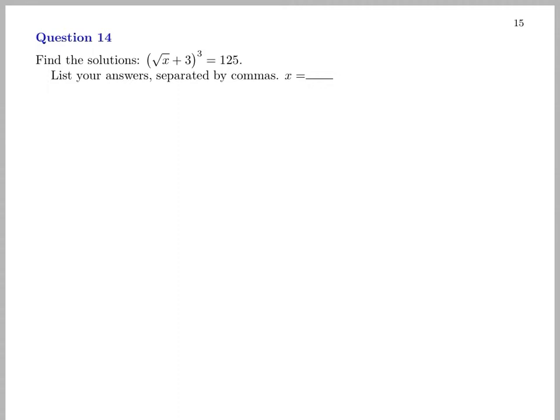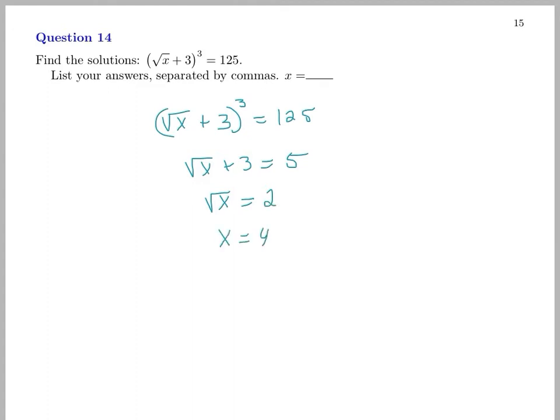All right, so this one is the square root of x plus 3, cubed, is 125. Well, that means that the square root of x plus 3 must equal 5, because 5 cubed is 125. Square root of x then is 2, and so x must be 4. And that's the only solution.